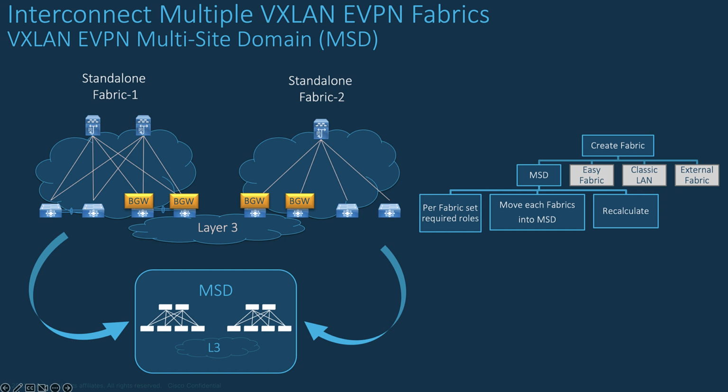Then recalculate the configuration when ready. And if you wish, you can preview the configuration push to the border gateways on each fabric. And then deploy, and you will be ready to extend overlay networks across your multi-site domain.